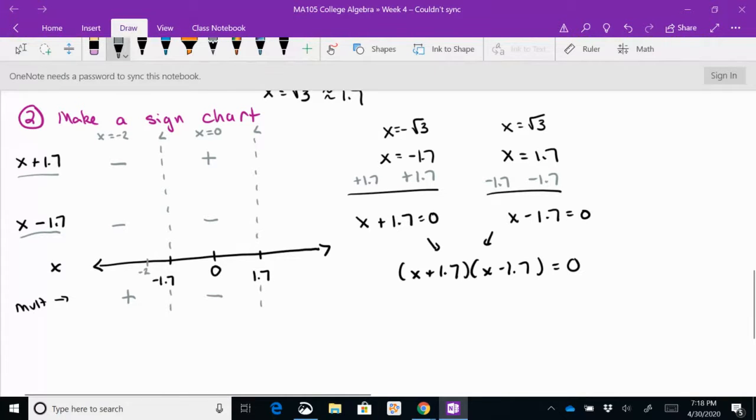Now the last section, which is the section on the right, I want to pick a number that's larger than 1.7. So let's say maybe we pick 2. It's bigger than 1.7. So let's plug in 2. So if x plus 1.7 has x equals 2, 2 plus 1.7 is 3.7, so that's going to give me a positive number. I plug 2 into x minus 1.7. That gives me 0.3, which is also positive. So then a positive times a positive gives me a positive number.